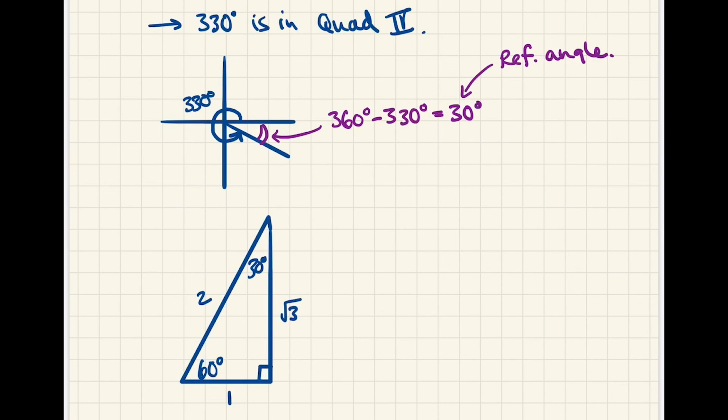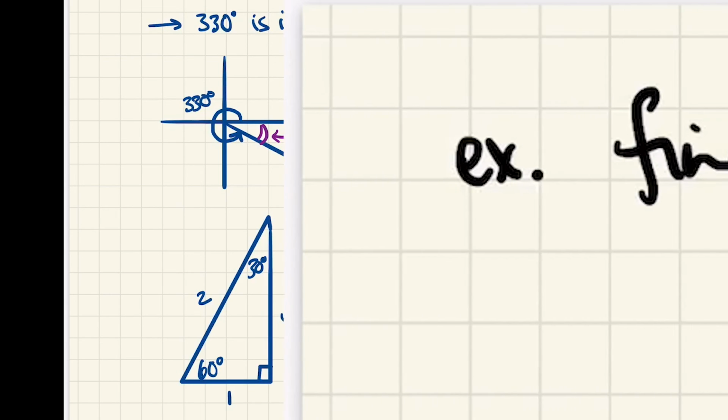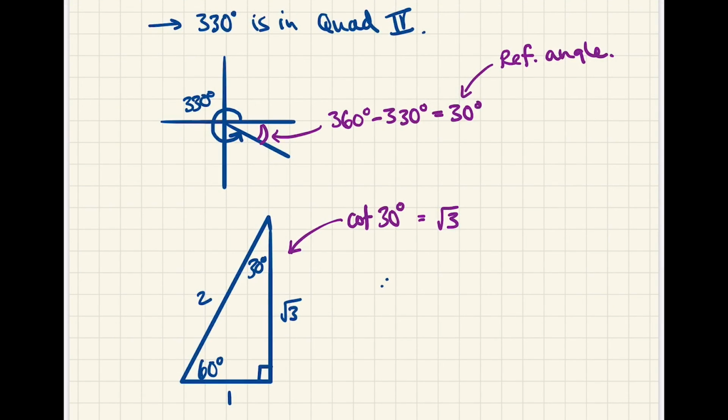Okay, well, we can pull off this triangle the cotangent of 30 degrees. And we know that cotangent is adjacent over opposite. So cotangent of 30 degrees is rad 3 over 1, or rad 3. But what we're really after is cotangent of 690 degrees, except 690 degrees is in the fourth quadrant.